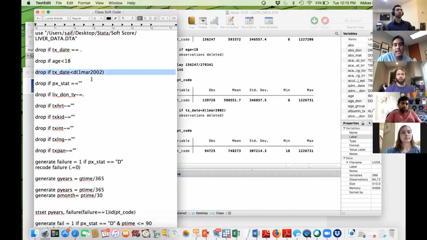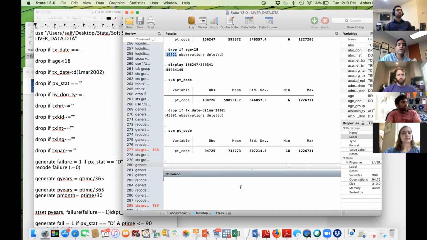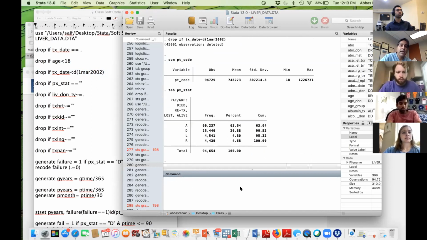Okay, the next thing we want to look at is this variable pxstat. So if I go tab pxstat, hopefully you guys looked at this. This is status at the end of follow-up, which is a really important variable. A stands for alive, D dead, L lost to follow-up, and R retransplant. So that will tell you what the status is at the last point of follow-up of the patient. It's probably the most important variable.